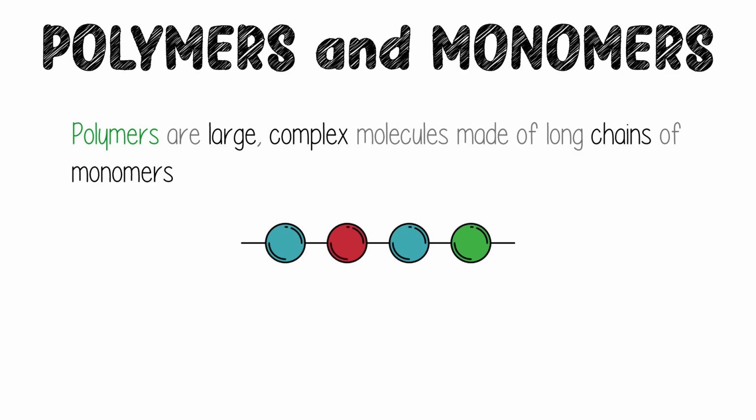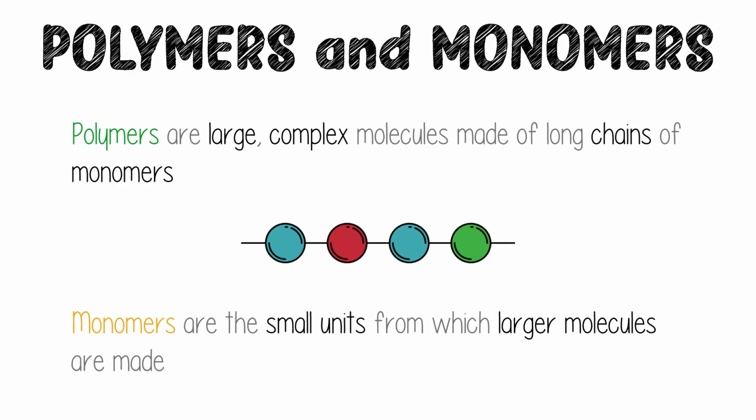This video is all about carbohydrates. Polymers are large complex molecules made of long chains of monomers. Monomers are the small units from which larger molecules are made.